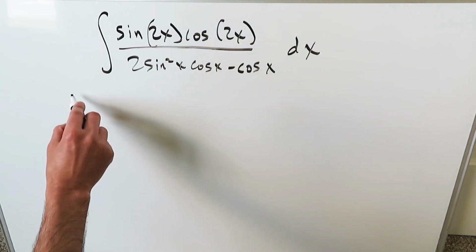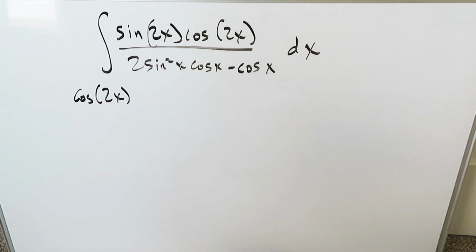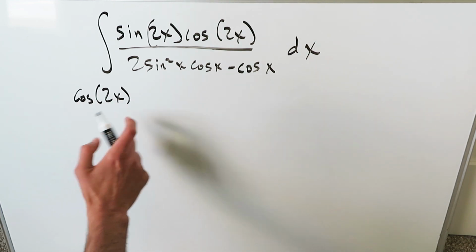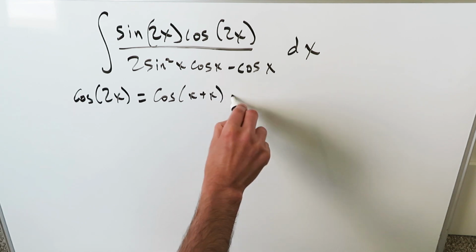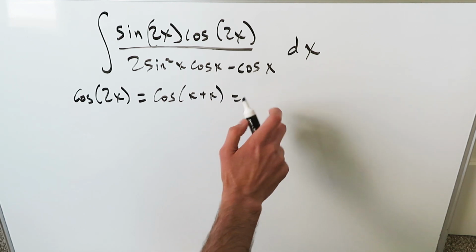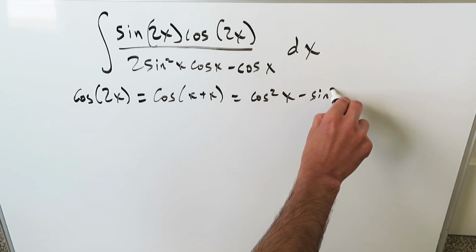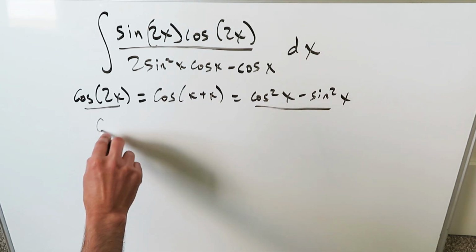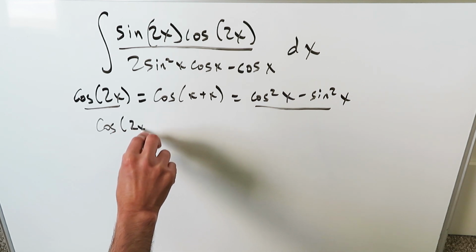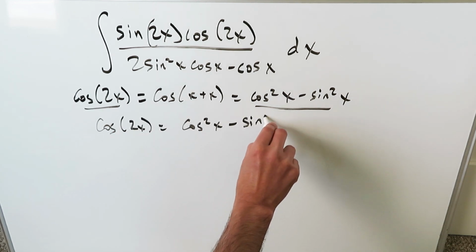Look right here in the numerator, I have cosine 2x. You can easily take care of it in the following way. Understand cosine 2x is equal to cosine of x plus x. By means of the sum formula, you obtain cosine square x minus sine square x. Look at this item and look at this item. Equal them to each other. Cosine 2x is equal to cosine square x minus sine square x.